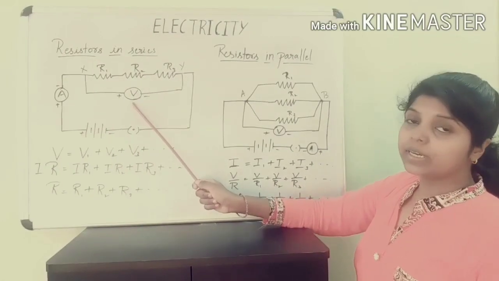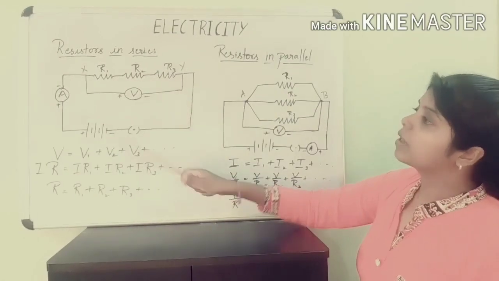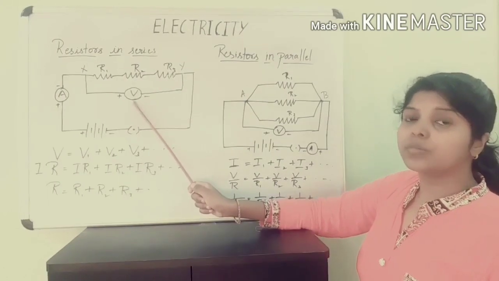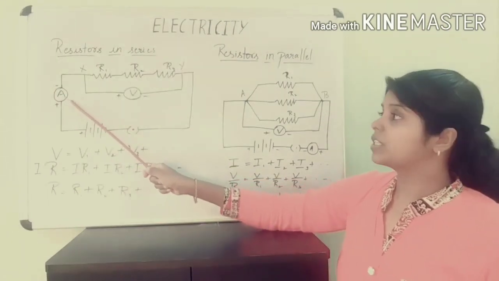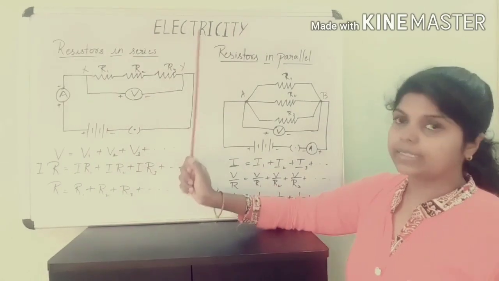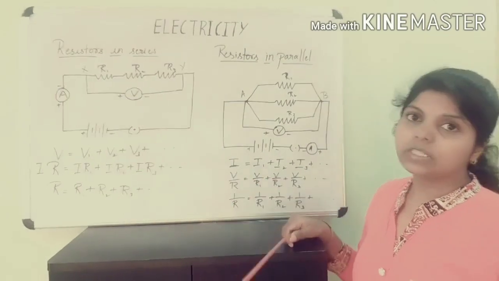This is voltmeter connected in parallel. This is an instrument which is used to measure the potential difference. Ammeter is a device which is used to measure the current flowing through the conductor. This is battery and this is switch.